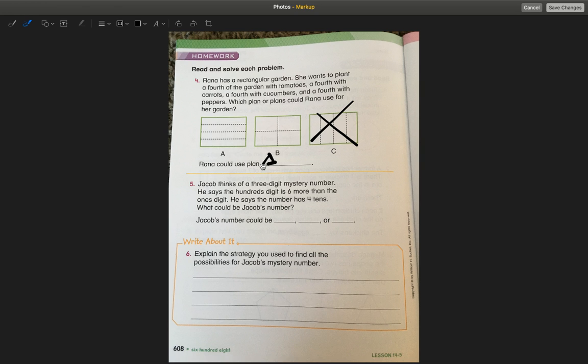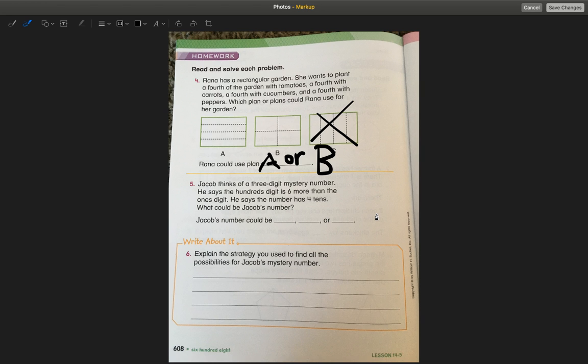It's not really letting me make this exactly how I want it. She could use A or B. So you should have the same thing written on your paper.